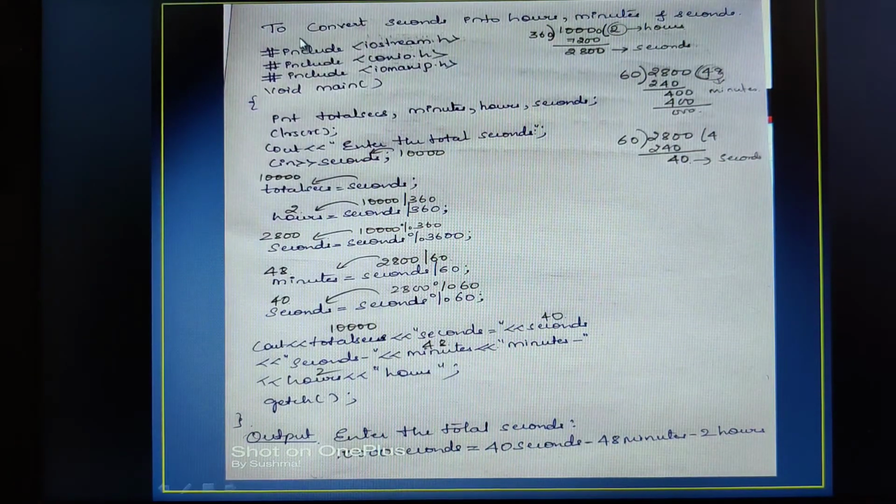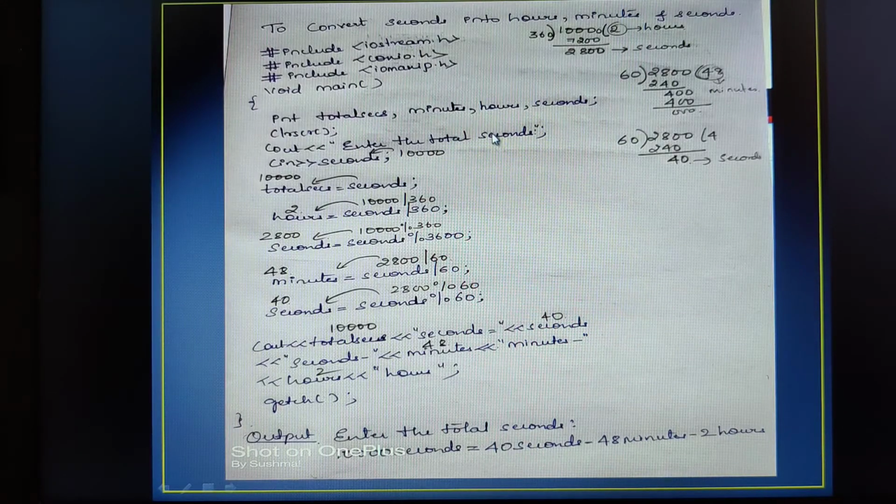Now look here. First the linker section we are writing. Next I am taking how many variables? 4 variables. They are asking you to convert the given seconds into hours, minutes and seconds. Definitely you need 3 variables, plus they also take the total seconds as one more variable.